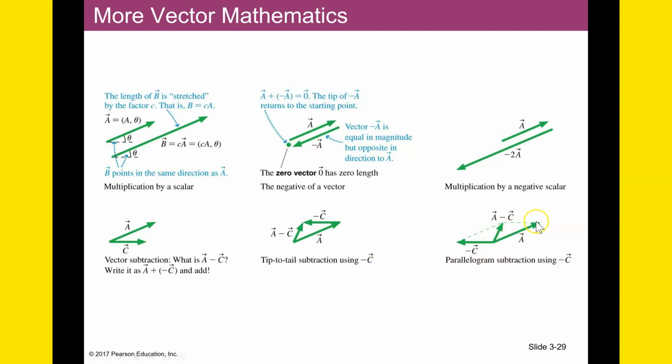You can also do the subtraction method using parallelograms as well. You're doing A and the opposite of C, making a parallelogram out of that, and starting the resultant vector at the corner of the parallelogram where we started and ending up at the opposite corner of the parallelogram, and that's your resultant vector. That's doing the same thing. You can see that that and that are the same resultant vector.